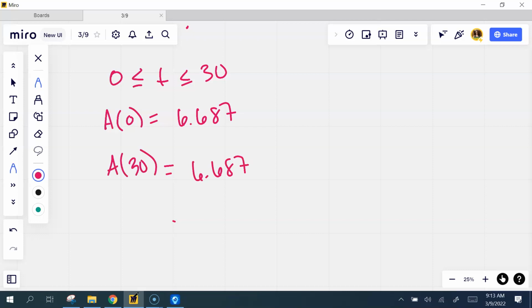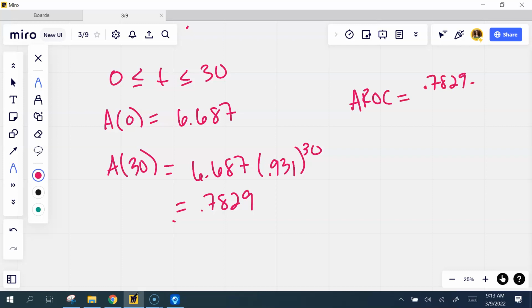I'll look at the scoring. A of 30 is 0.7829. And so then it says to find the average rate of change. So the average rate of change is, and I did set it up, 0.7829 minus 6.687 over 30 minus 0. And you get, and I did approximately.